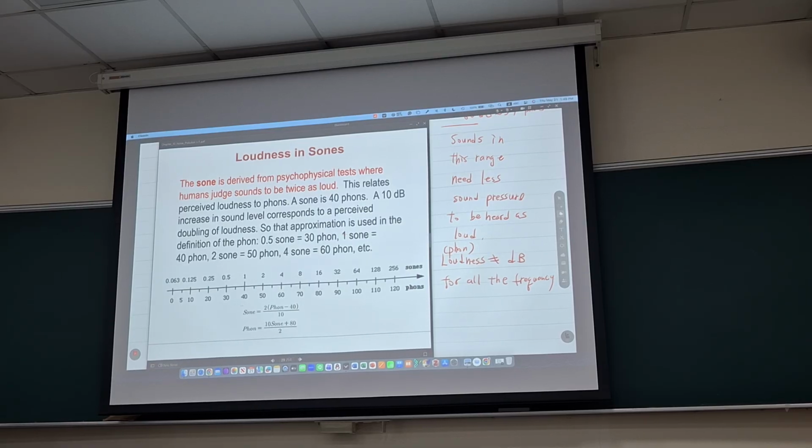Okay, I have another slide. This slide also tells you about the loudness, but this is in sones. So sone is also a unit.